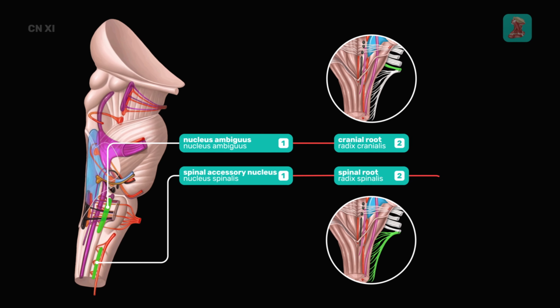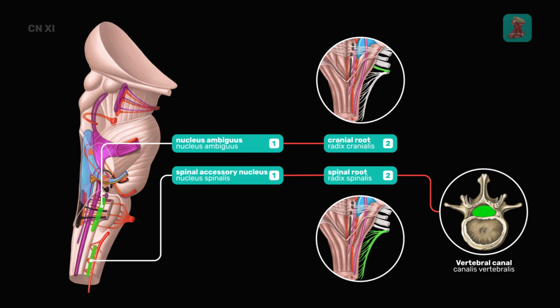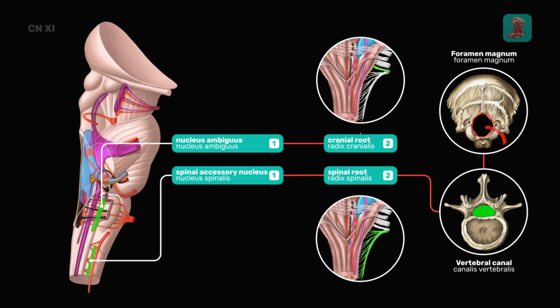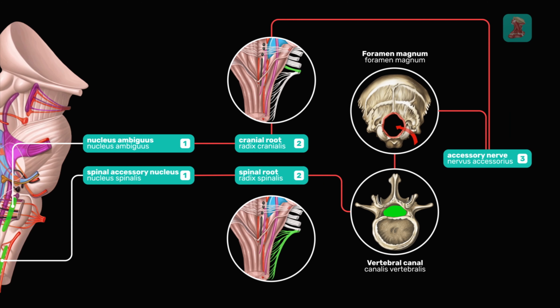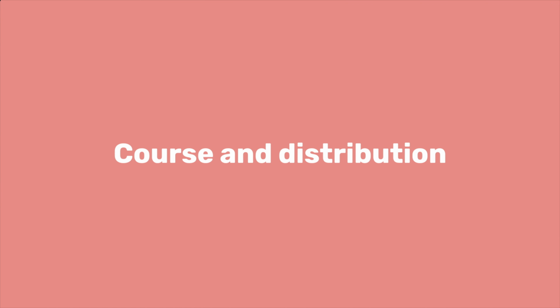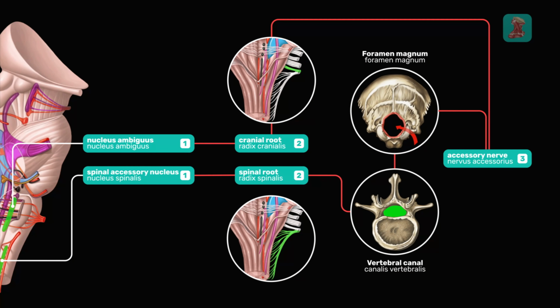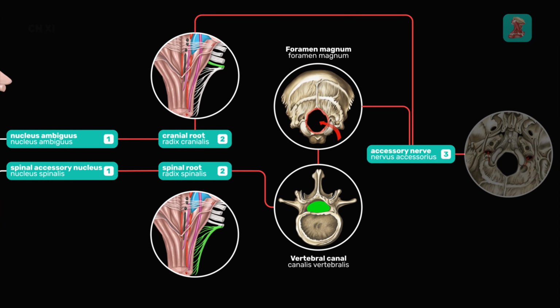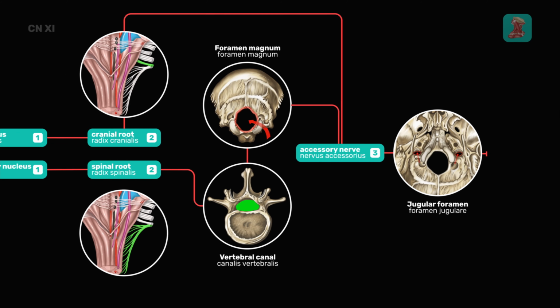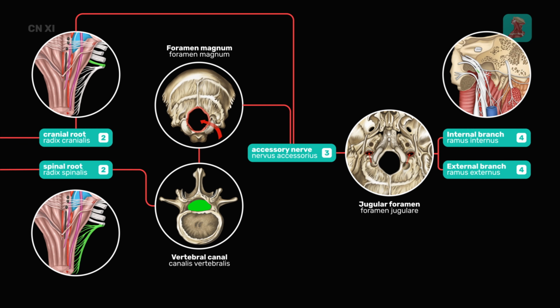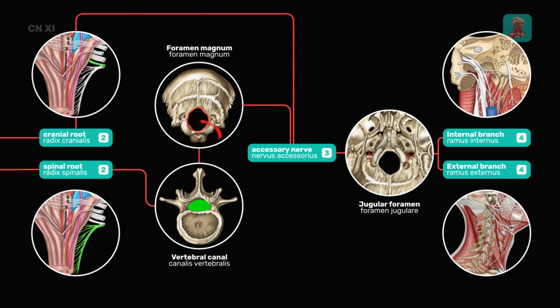It ascends inside the vertebral canal as the spinal accessory nerve, enters the cranial cavity through the foramen magnum, and merges with the cranial root to form the common trunk of the accessory nerve. The accessory nerve exits the cranial cavity through the jugular foramen. Then it splits into two branches, the internal branch and the external branch.